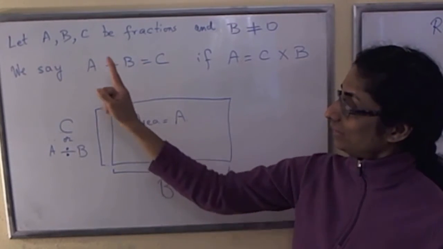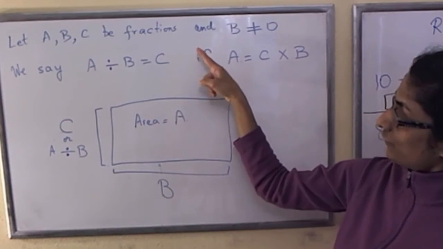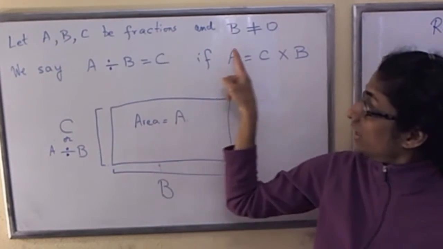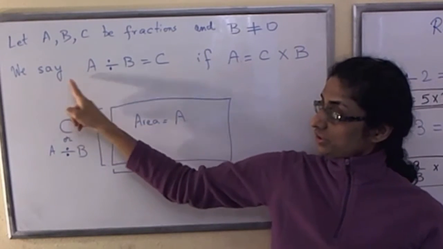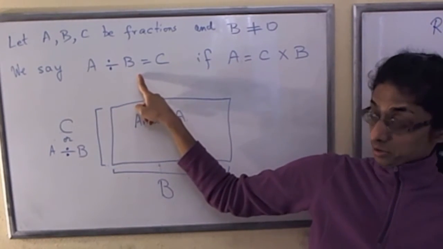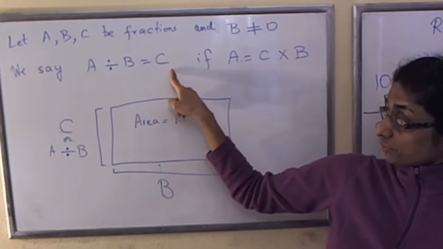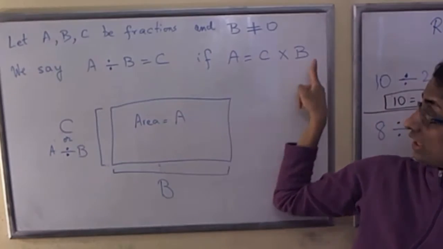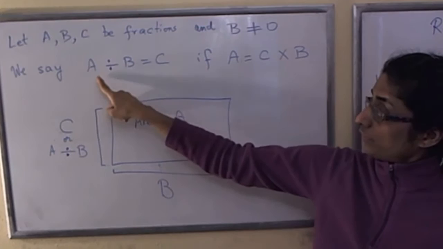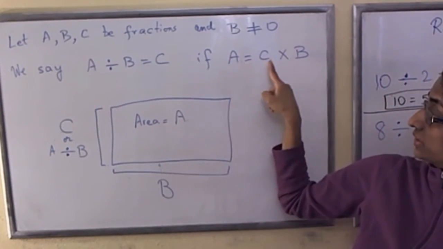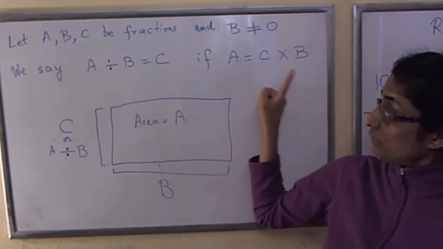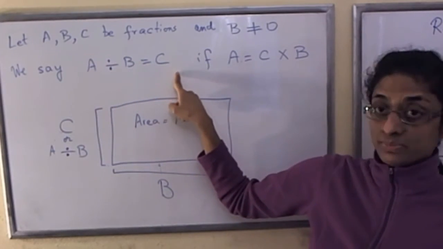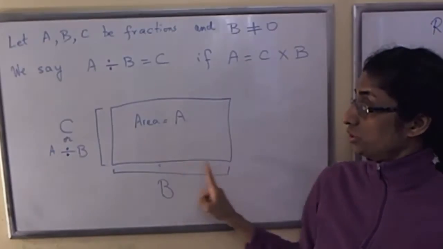So here I have, let A, B, C be fractions. So we have 3 fractions, and B is not equal to 0. Then by definition, A divided by the non-zero fraction B equals another fraction C if this equation holds true. If we find that A equals C times B, if that equation holds true, then we say A divided by B must be C.